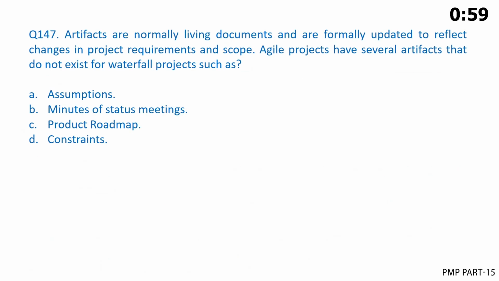Artifacts are normally living documents and are formally updated to reflect changes in project requirements and scope. Agile projects have several artifacts that do not exist for waterfall projects, such as A. Assumptions. B. Minutes of status meetings. C. Product roadmap. D. Constraints.